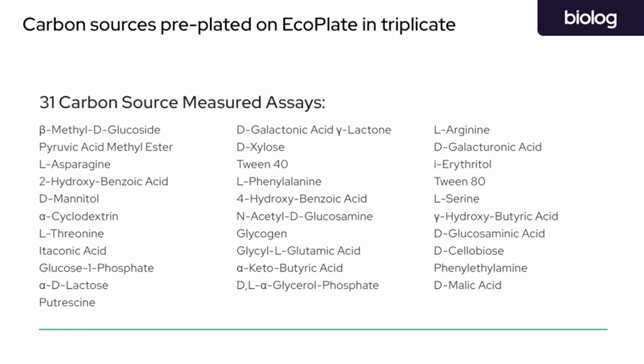The EcoPlate contains 31 pre-plated substrates listed here, which were selected to probe a variety of pathways known to be important to environmental samples. While individual substrate utilization patterns are informative, it can be equally important to assess trends among substrates of the same type, otherwise known as functional guilds.